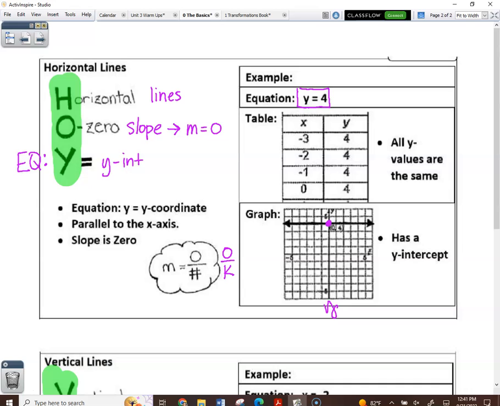Notice the T-table. All of the y values are 4, and that's because it's a horizontal line at y equals 4. There is nowhere to plug an x in. That's why the x's all change.